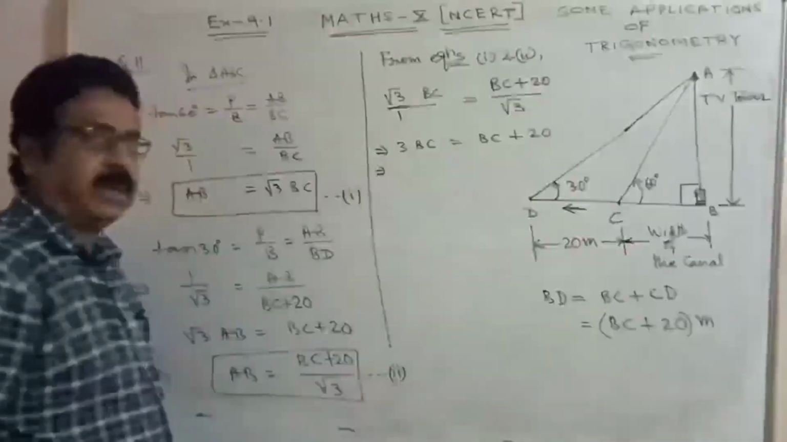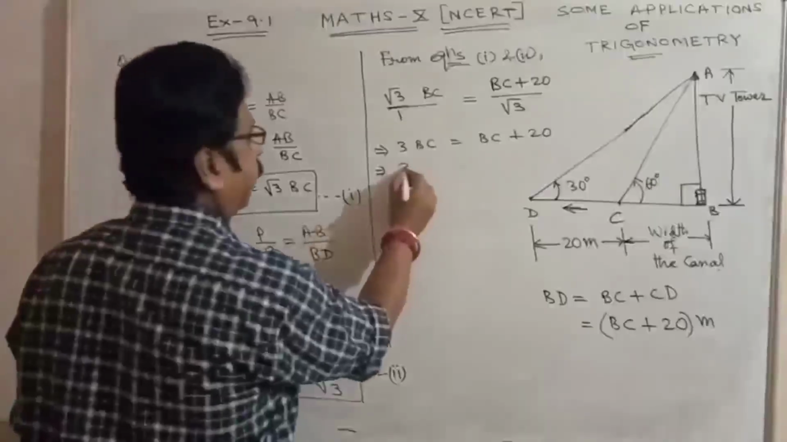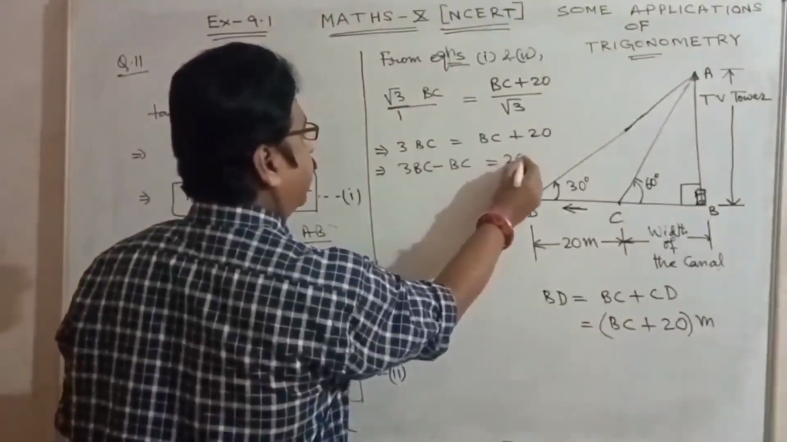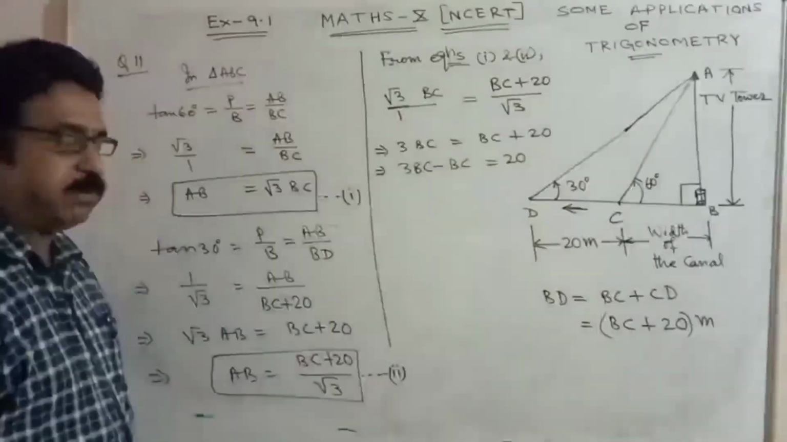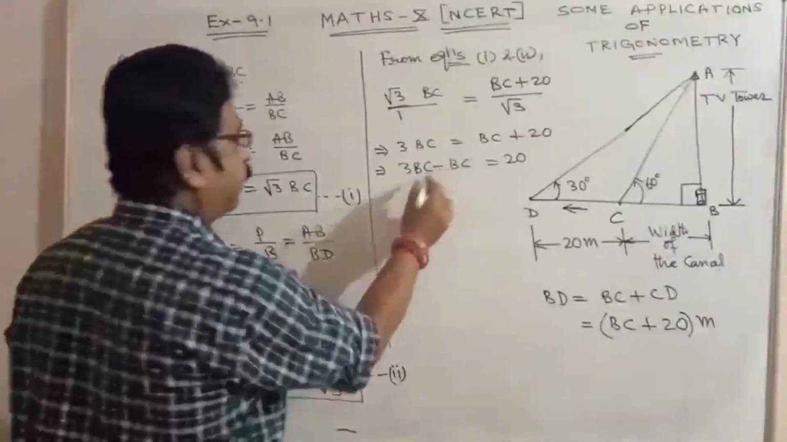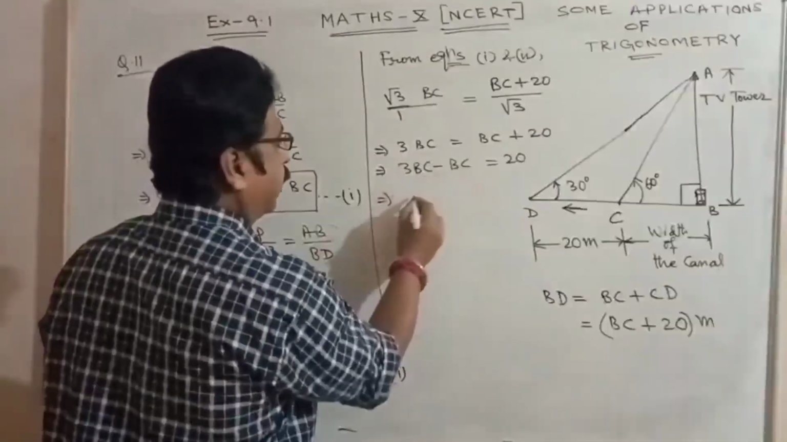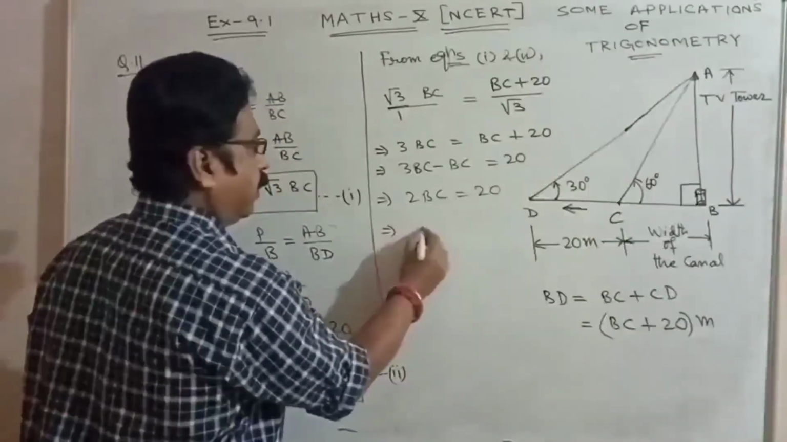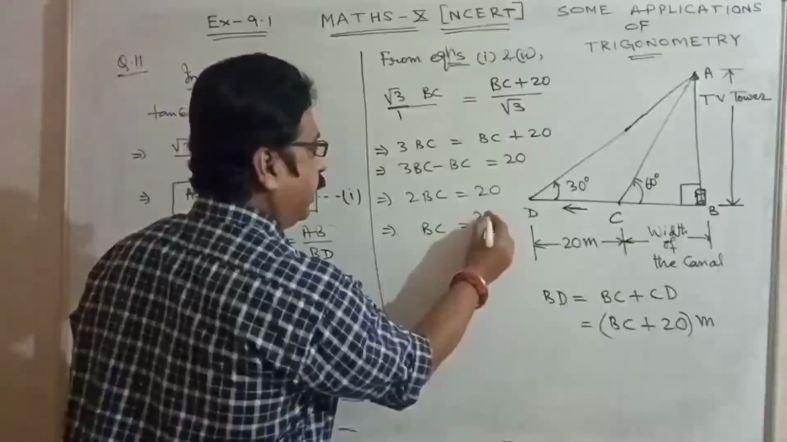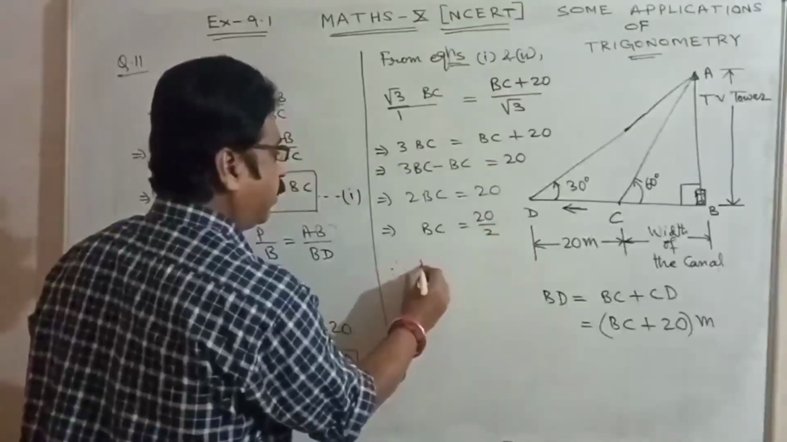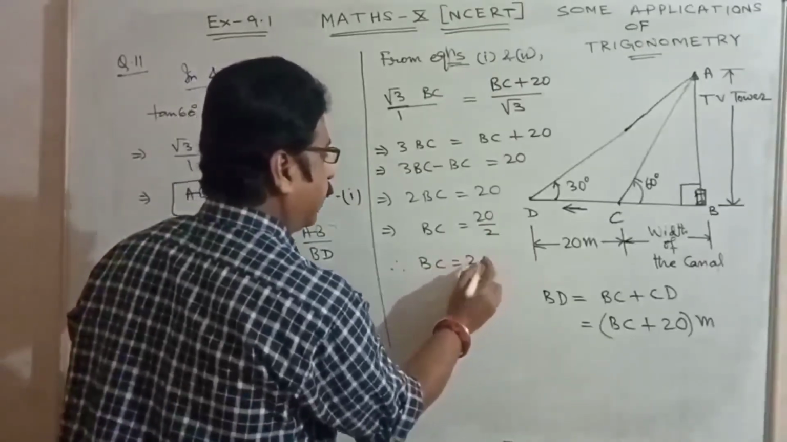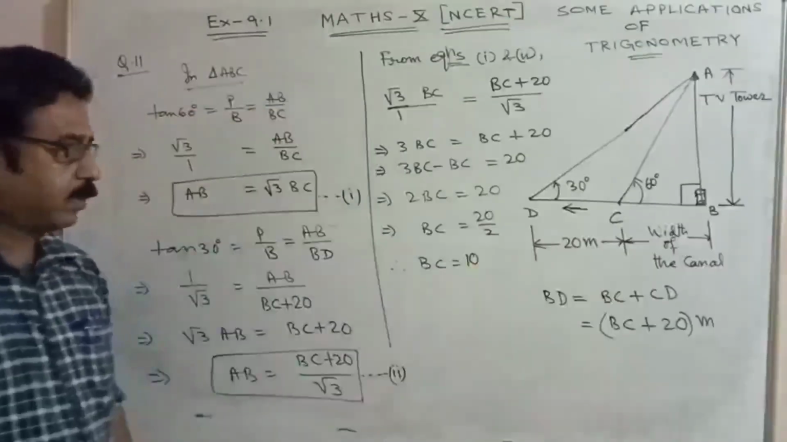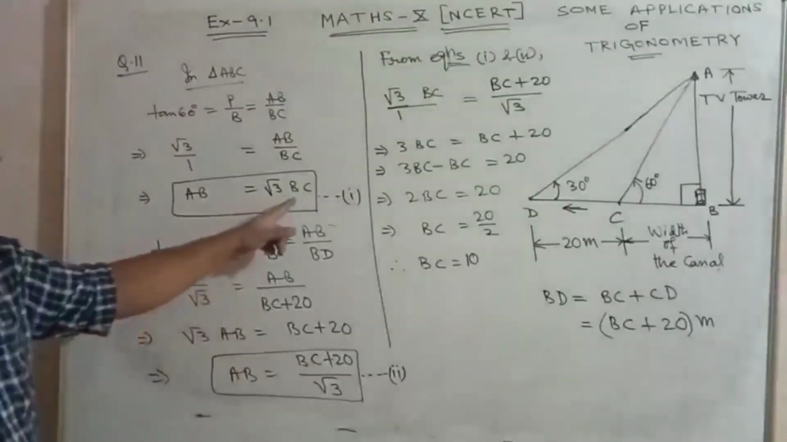3 BC minus BC equals 20. BC is coming from right to left side, it will be minus BC. 3 BC minus BC is 2 BC equals 20. So BC will be 20 upon 2. Therefore, BC is 20 upon 2, which means 10. BC value we got.